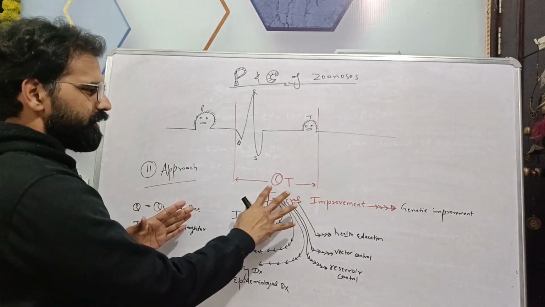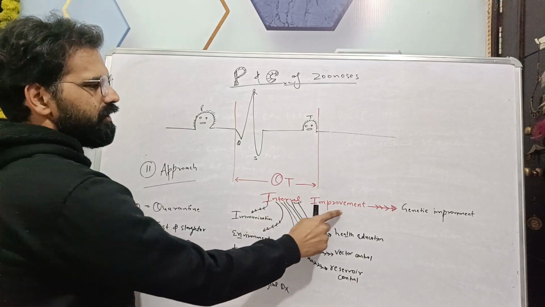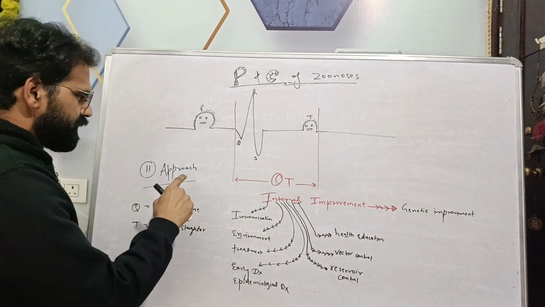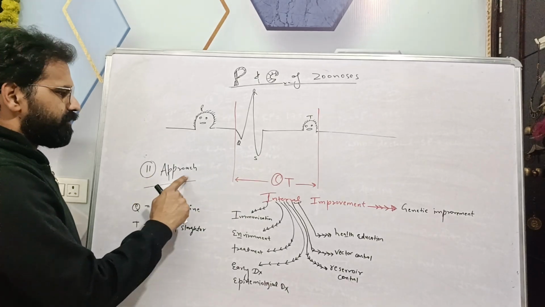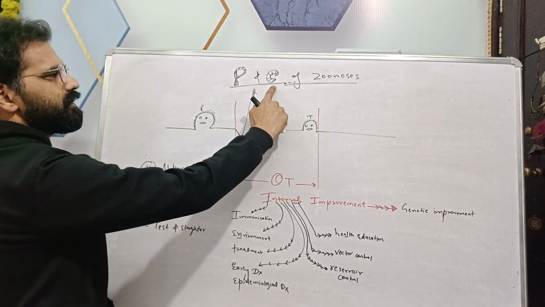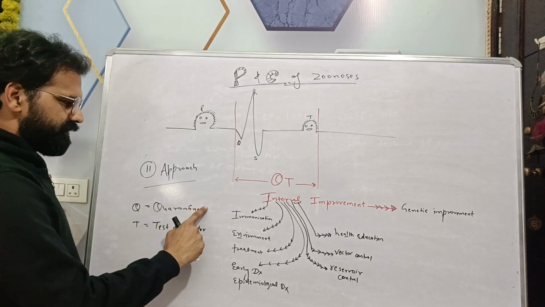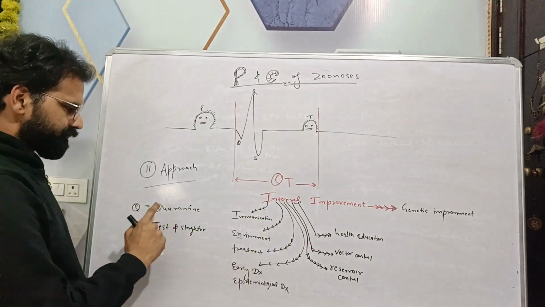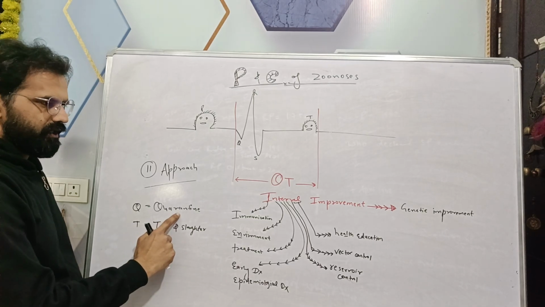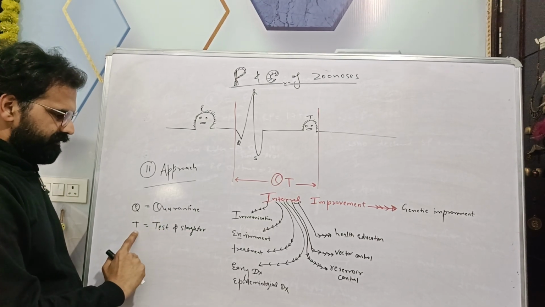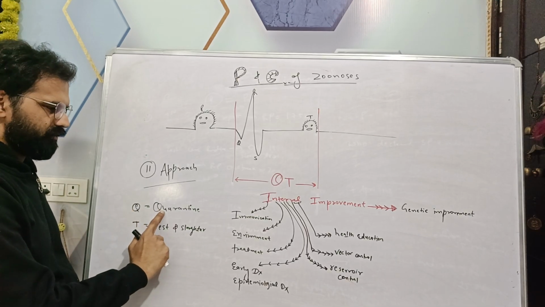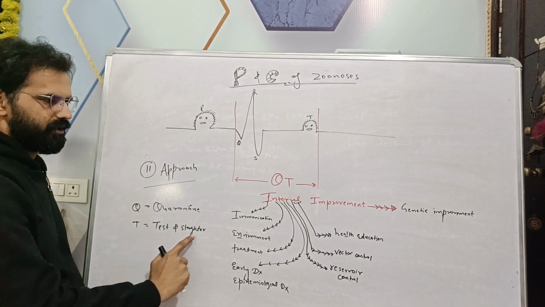So the mnemonic here is QT interval improvement. These 11 approaches for the prevention and control of zoonosis can be remembered with QT interval improvement. QT means quarantine, and T means test and slaughter. So QT: quarantine, test and slaughter.